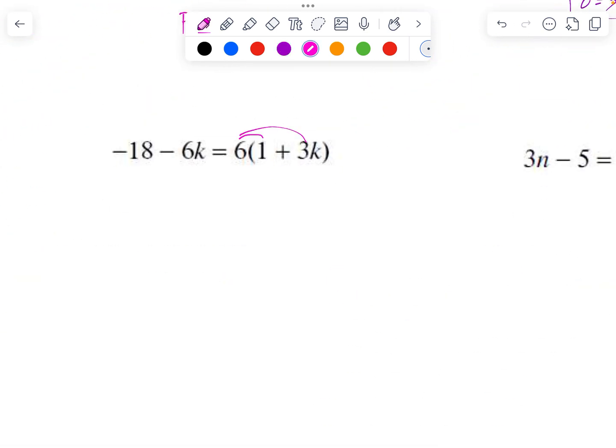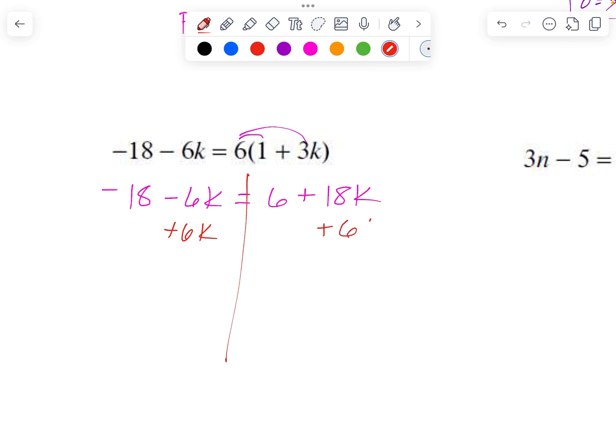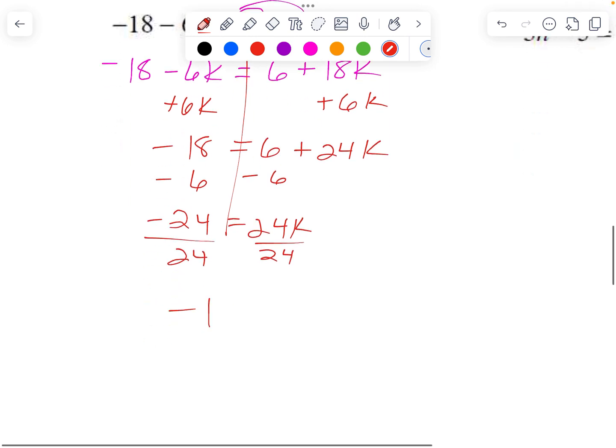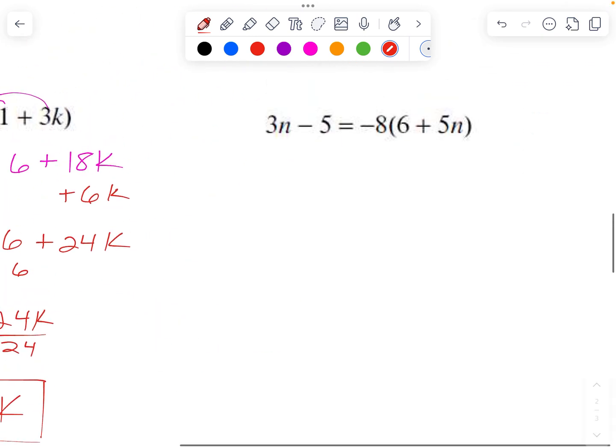I'm going to look at this next one. I'm going to multiply both of these by 6 and see what happens. So negative 18 minus 6k equals 6 plus 18k. And again, I'm going to choose which side I want to get my variables on because I notice that there's variables on both sides. So I'm going to add 6k to get my variables on the right. Negative 18 equals 6 plus 24k. I'm going to subtract 6 to get my numbers on the left. Negative 24 equals 24k. I'm going to divide by 24. Negative 24 divided by 24. K must be negative 1.